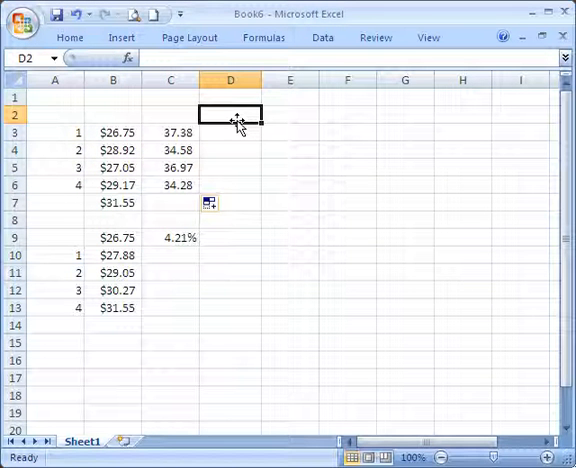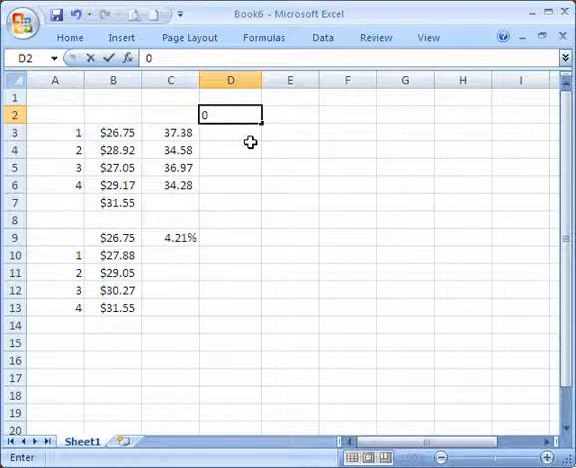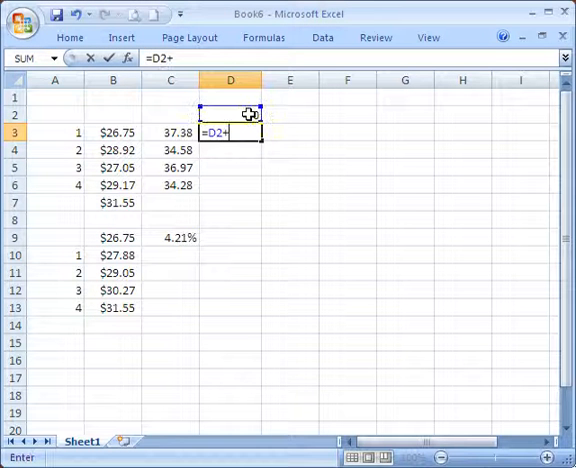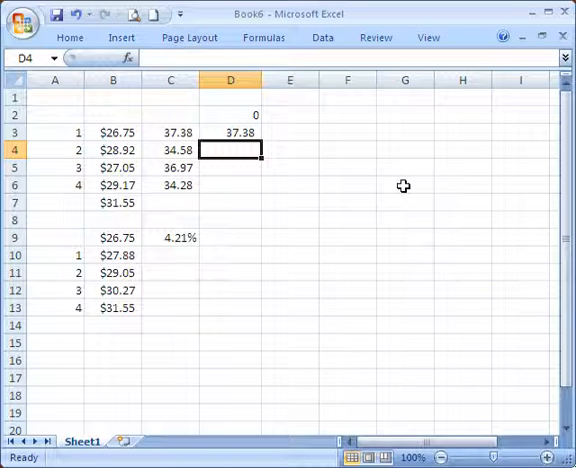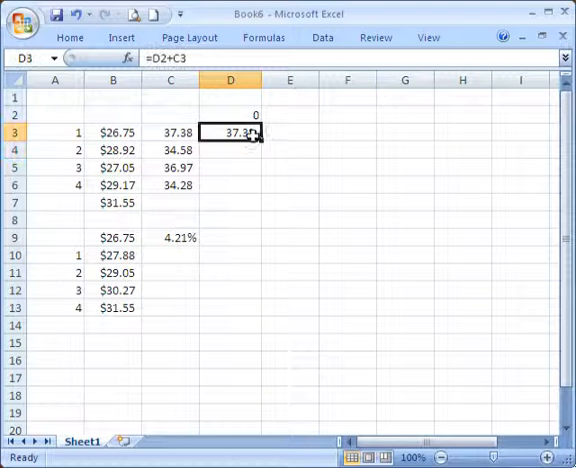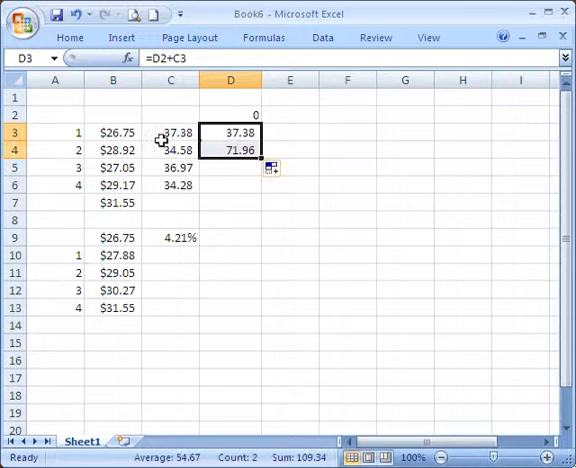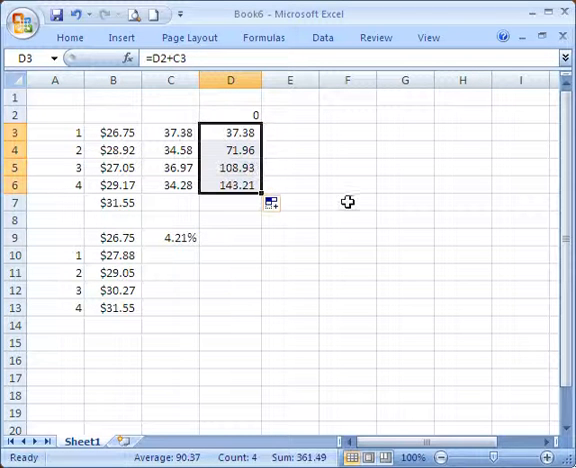Here's the running total. We start out with no shares, and each year we have whatever shares we had before, plus the new amount we buy. 37.38 after the first year, a total of 71.96 after 2 years, and at the end of 4 years, 143.21.